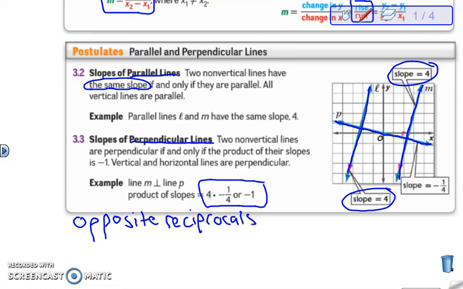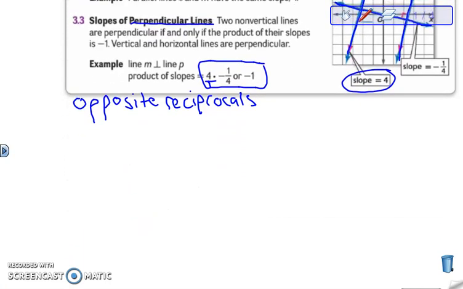The term that we use is opposite reciprocals. Again, if you think of the 4 over 1 as a fraction, you flip the fraction over and then put a negative sign. If it already was negative, it switches to positive. Doing this will make sure that they always multiply to -1.